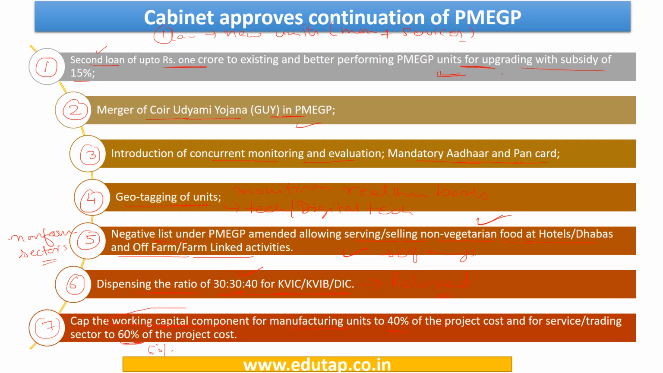Here working capital means the expenditure that is incurred for normal functioning of the unit, for example administration, electricity, water, things like that. So the requirement of funds for these kinds of things is called the working capital that is required to keep an organization working, while there is another component, that is the capital amount that is required for machineries or raw materials, etc. That is a separate head, and the working capital component is a different one. So the working capital component has been capped to 40% for manufacturing and 60% for the services sector.